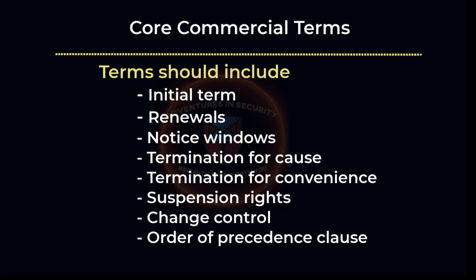Finally, include change control and an order of precedence clause. Cloud providers often update online policies. If the contract allows unilateral policy changes, the customer may accept new obligations without real negotiation. NIST specifically warns that some public cloud offerings permit the provider to modify terms by posting updates online. That is why customers should define which documents control and whether material changes require notice, consent, or a termination right.